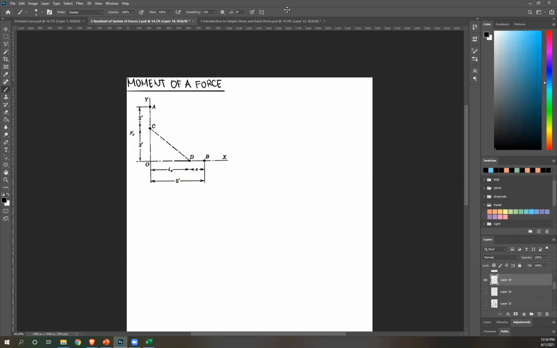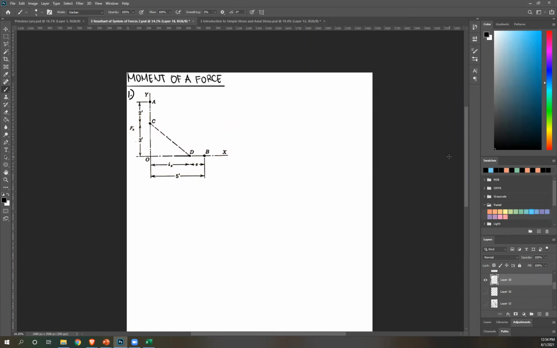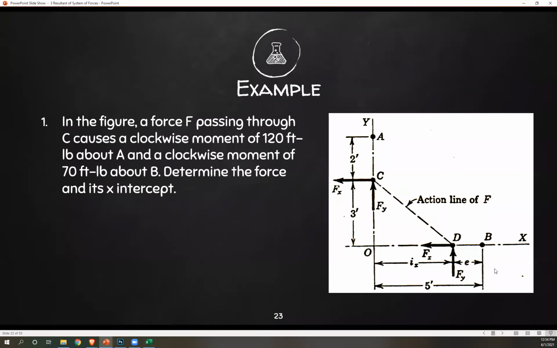So that's the problem number 1. I removed Fx and Fy from the figure. Fx and Fy are already given, and I'm going to show you how that came to be. So first of all, let's look at the given. You have a force passing through C, and this is your point C. It creates a clockwise moment of 120 about A and a clockwise moment of 70 about B. They're both clockwise, therefore they're both positive. So now let's write out the given. Moment about A is 120, moment about B is 70.